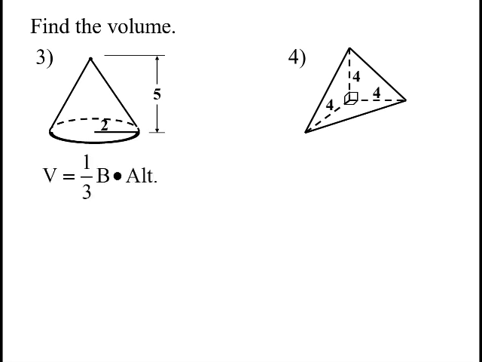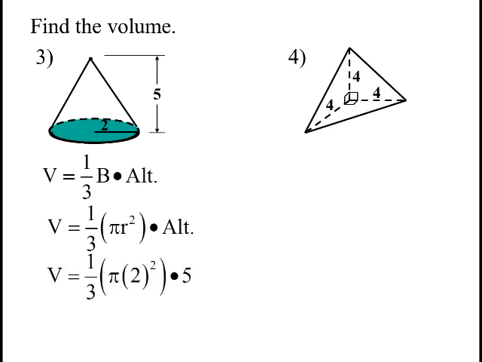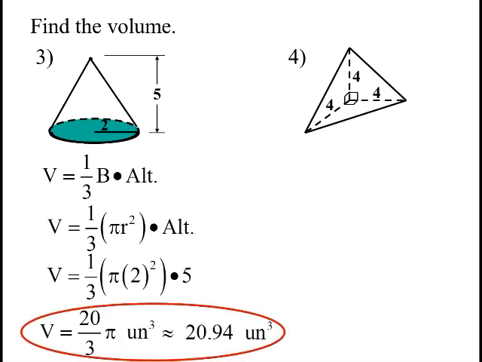Always start by writing the general formula. Here you're going to have to find the area of the base. You know it's a circle, so pi r squared will be your base area. The radius is 2. The height, or the altitude, is 5. That gives you 20 pi over 3 for the volume, which you can estimate.